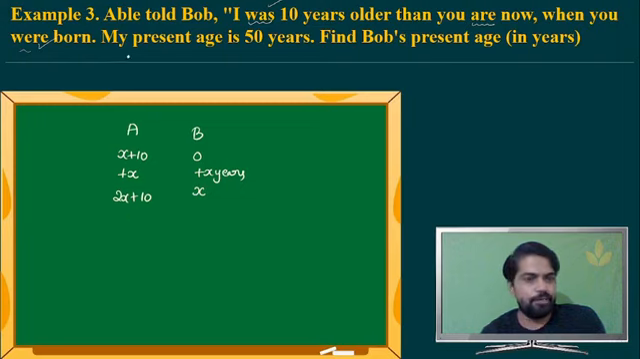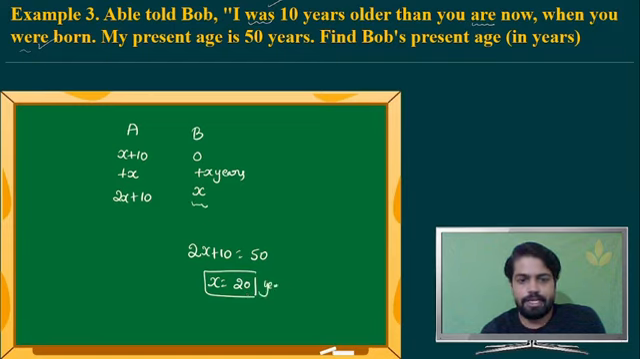Some more information is given. My present age is 50. Whose present age? Abel's. So 2x plus 10 is equal to 50. So I can say x is equal to 20 years. If x is 20, what is the question? That is the question. What is the present age of Bob? Which is 20 years. As simple as that. We need to understand the question and timeline properly to answer this.